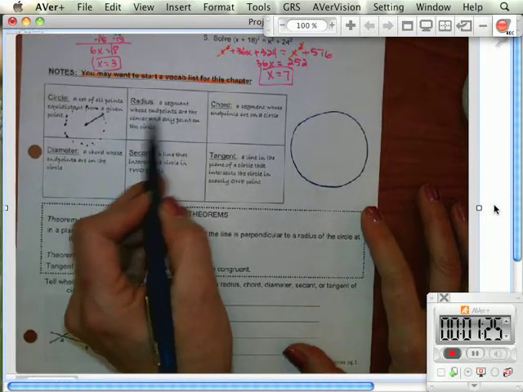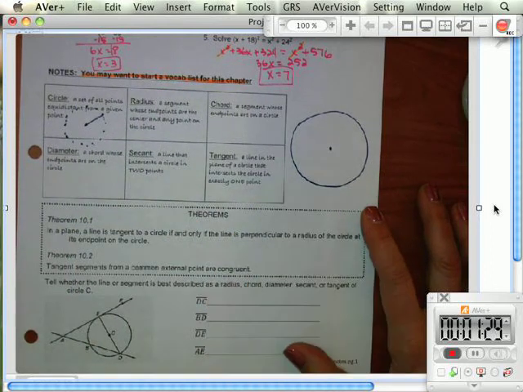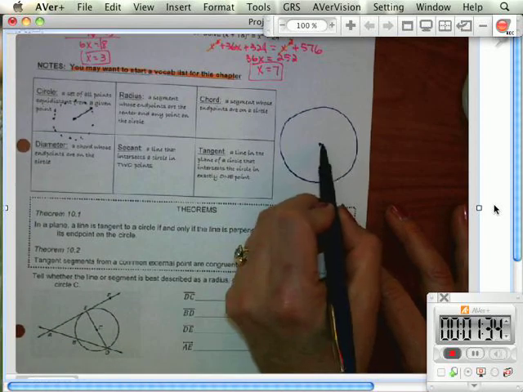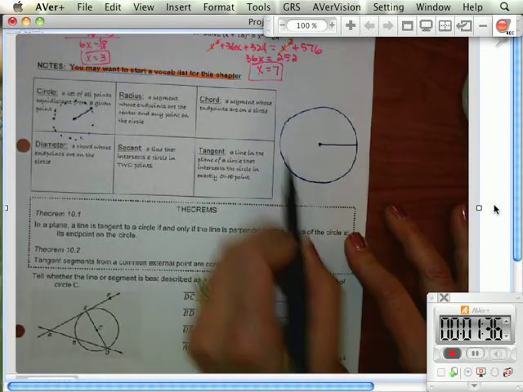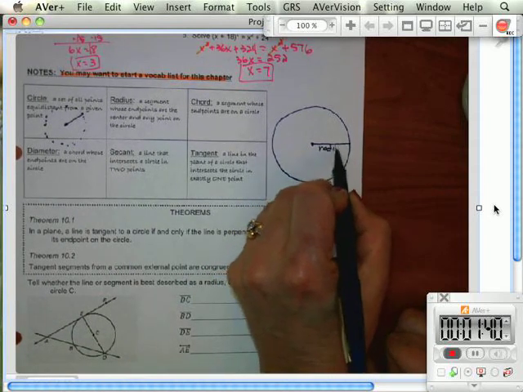Okay. Now, let's draw the radius. It's a segment whose endpoints are the center, so put a dot closest to the center, and any point on the circle. So we generally just draw it like this. Of course, it could go to any point on the circle, and that is your radius. You know that. All right?